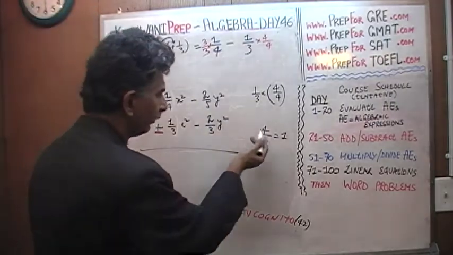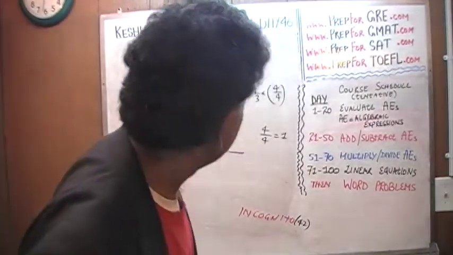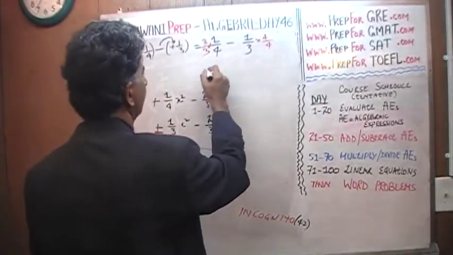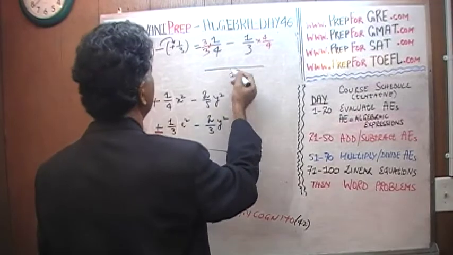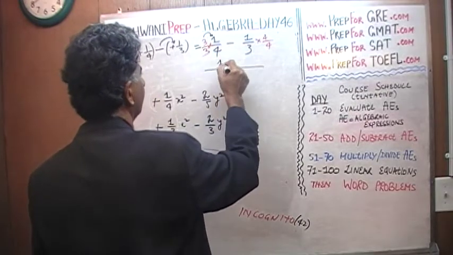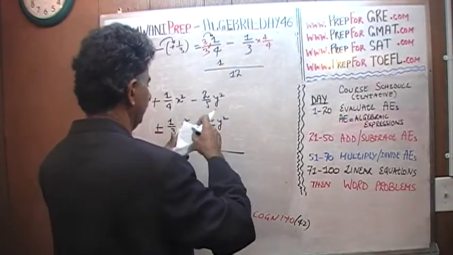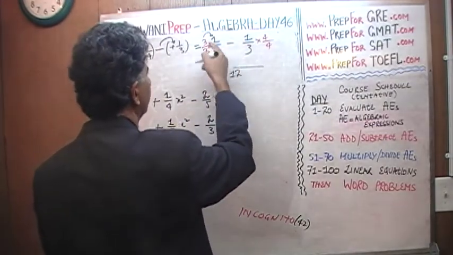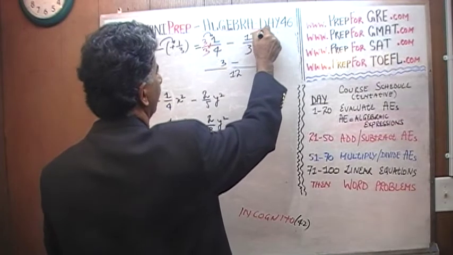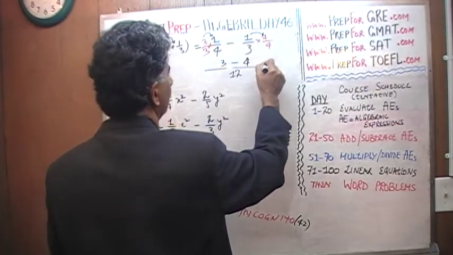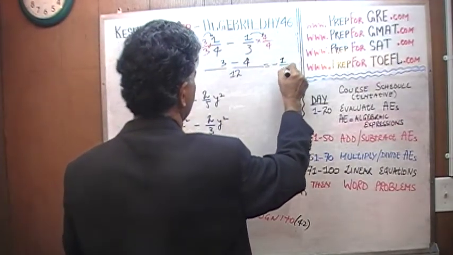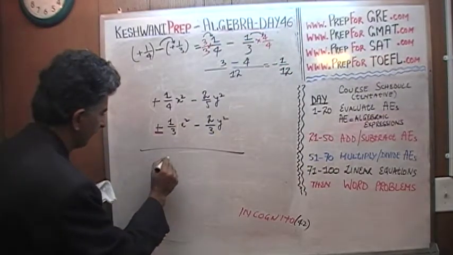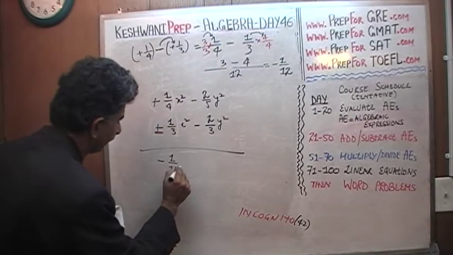Anyway, so now that we have the common denominator of 12, we simply have to take care of it. 3 times 1 is 3, and 1 times 4 is 4, so it is negative 1/12. There you go, that's your answer. In other words, 1/4 minus a third is negative 1/12 x squared.